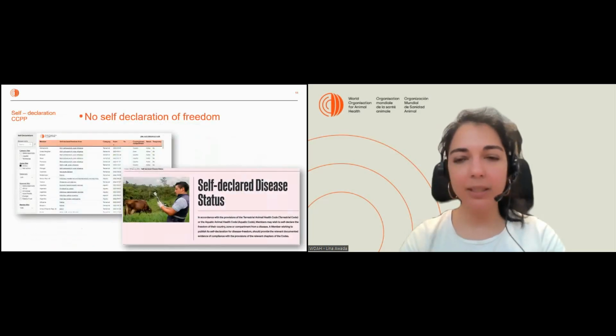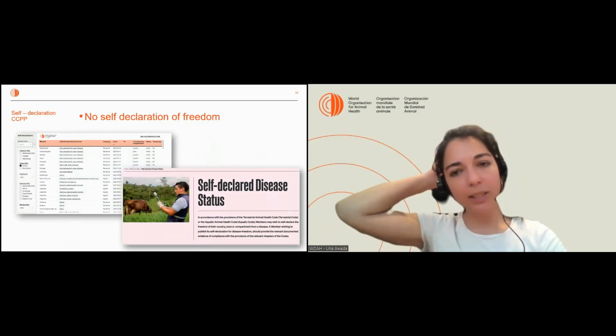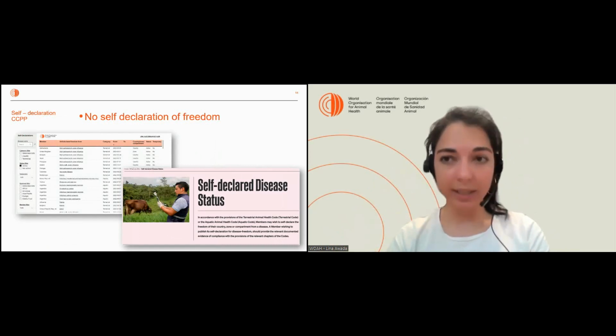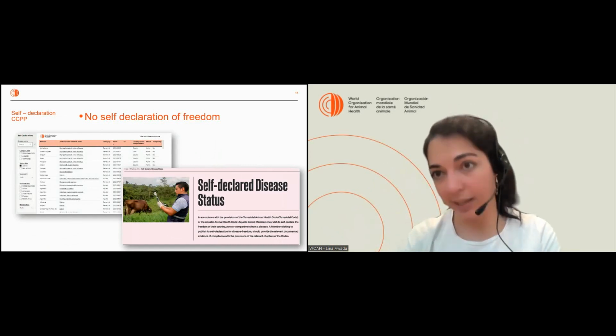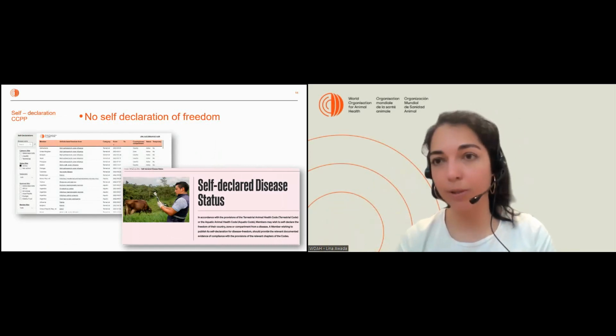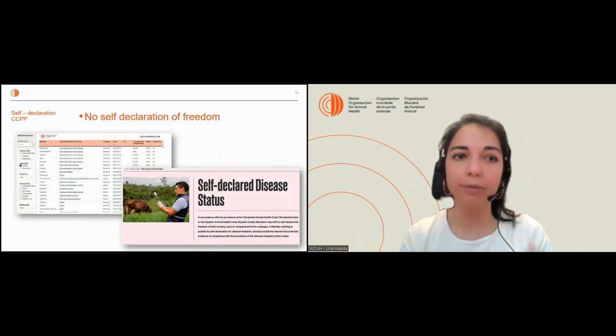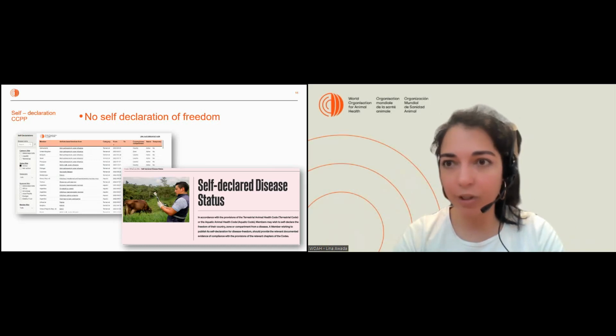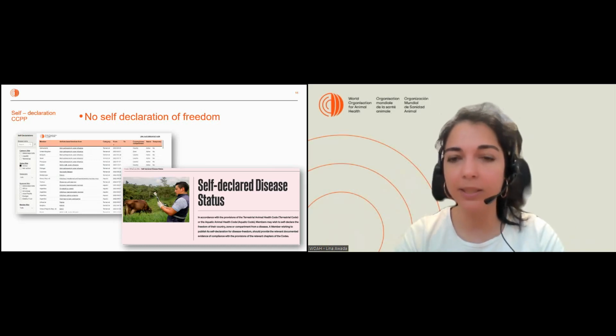For CCPP, countries also have the possibility to declare freedom, but the process is slightly different. In that case, it's a self-declaration. It's not an official endorsement by WOAH, it's a self-declaration for CCPP. And as of today, there is no self-declaration of freedom for CCPP that has been submitted by members of WOAH.